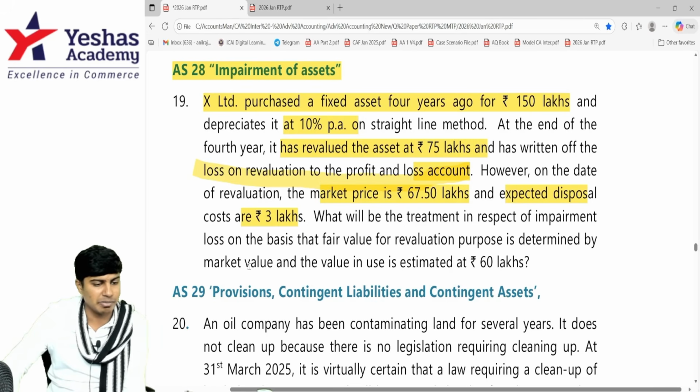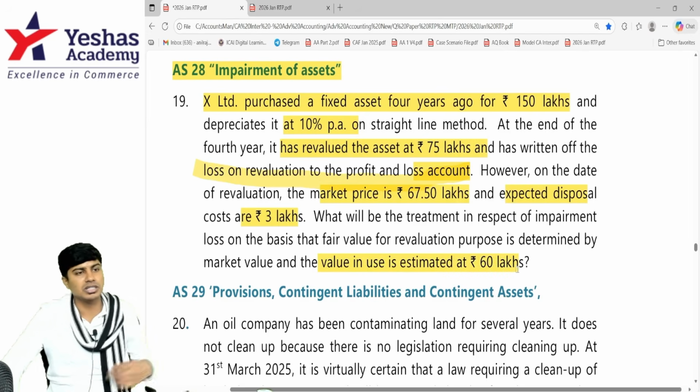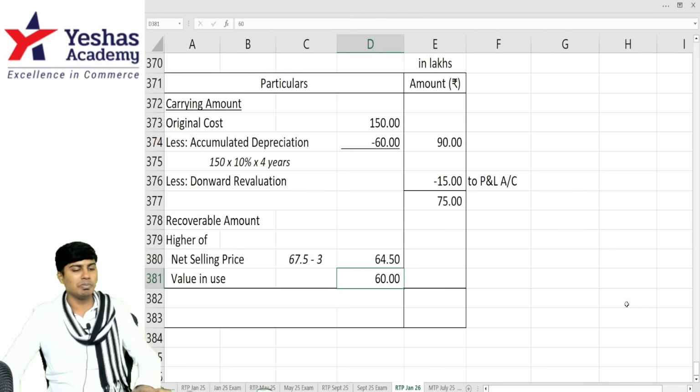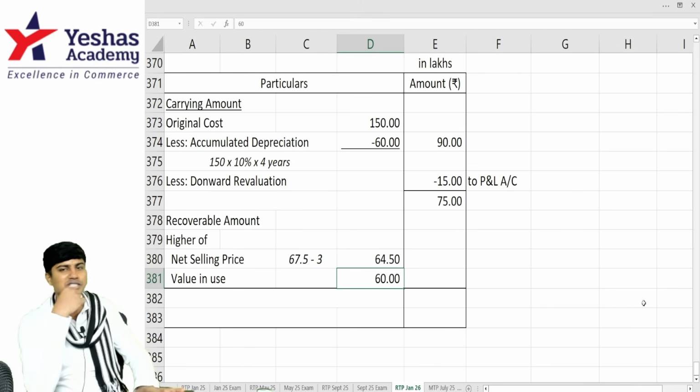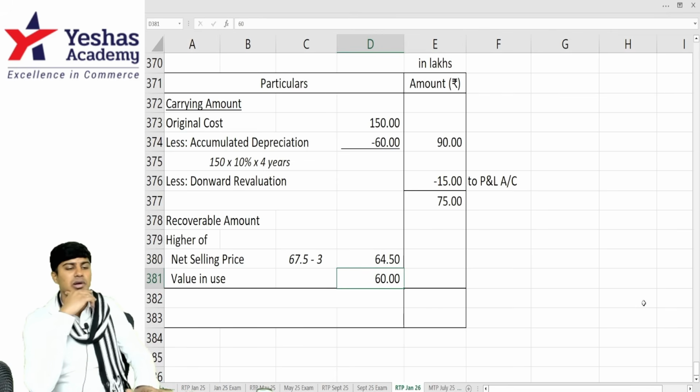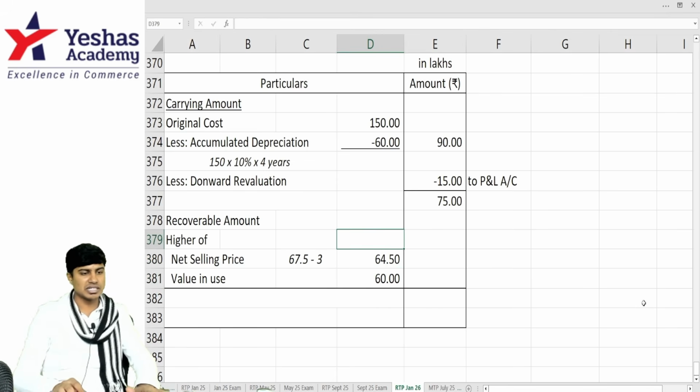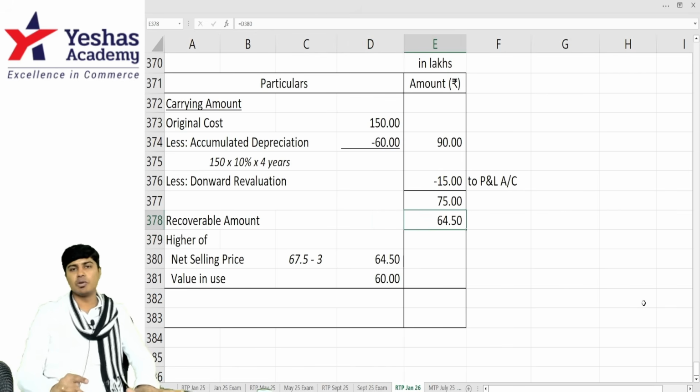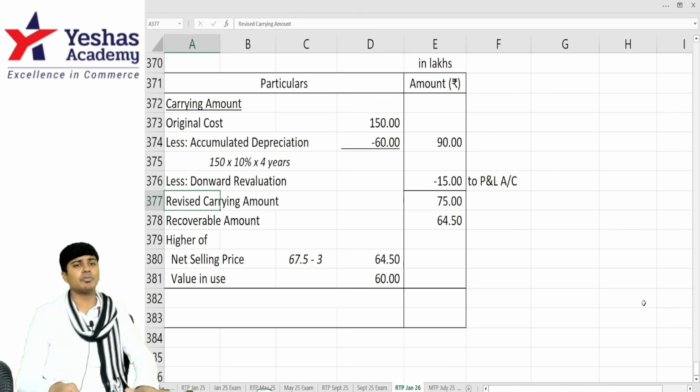Purpose is determined by market value. Value in use is 60, which is anyway not important because whichever is higher will become 64.5. So recoverable amount is 60 value in use or 64.5 net selling price. Whichever is high becomes 64.5. The carrying amount of the asset is 75, but it can recover only 64.5.